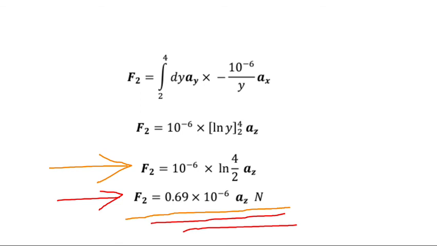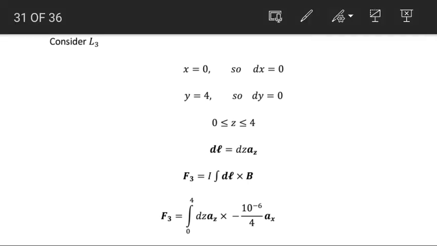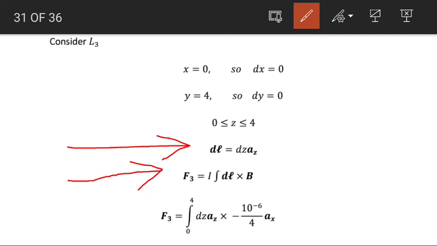So we consider L3 where x is 0, so dx will be equal to 0. Y is constant, so dy will be 0, y is 4. Only z is changing from 0 to 4. As only z is changing, so definitely the differential length vector will be equal to dz az. And we calculate F3 with the help of this particular integration. We have I, the integration of dl cross b.